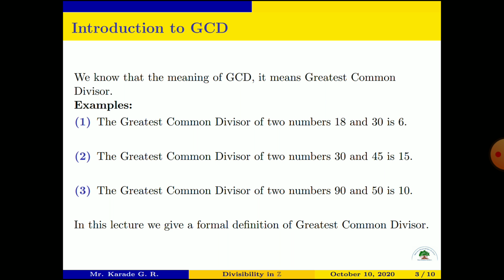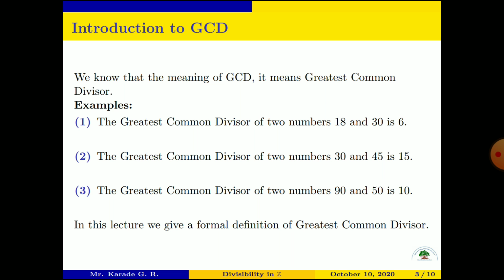So in this lecture we give a formal definition of greatest common divisor. First of all, we should know how to find a greatest common divisor. Suppose we have two numbers. Consider the case of 18 and 30. To find out its greatest common divisor, we commonly use a procedure like this.